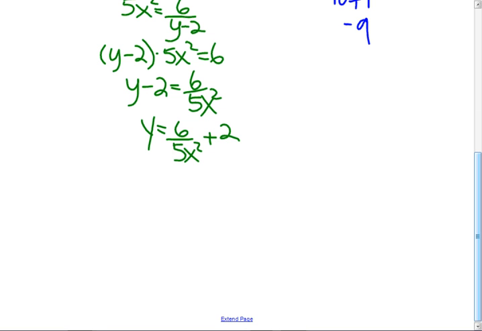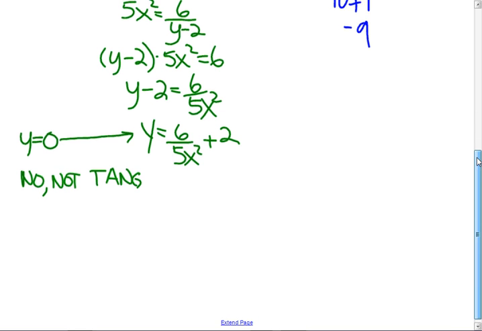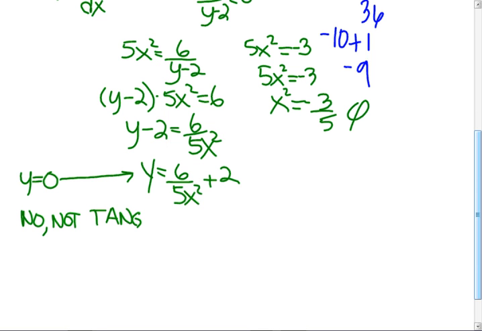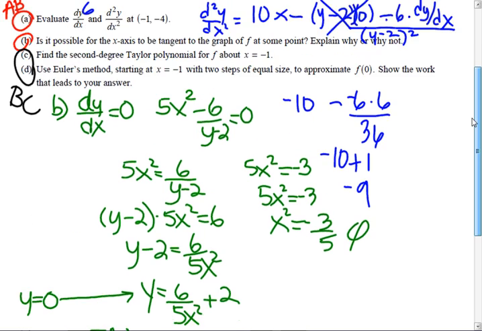Is that ever going to be tangent to the x-axis? In other words, is y ever going to be 0? Can y be 0? No. Now, I could have put y equal to 0 probably right up in here, which would have been easier, and got x squared equals negative 3/5. Can this ever happen? No. So there are a couple ways you could prove it. Not tangent.